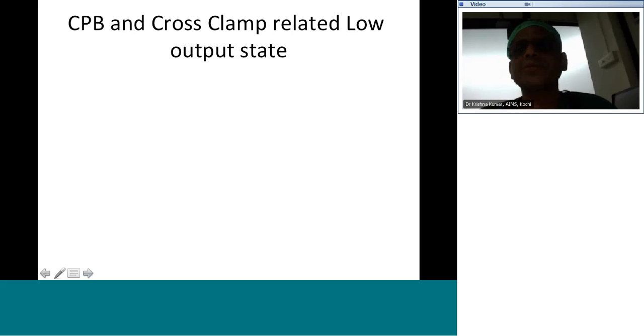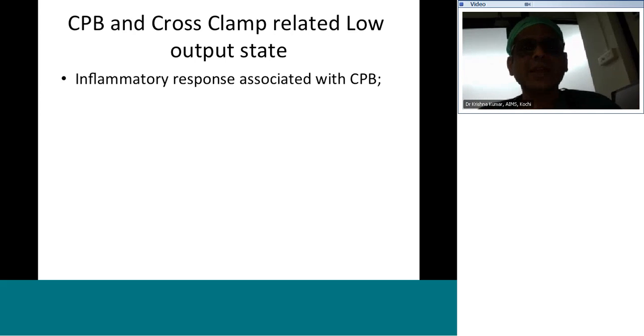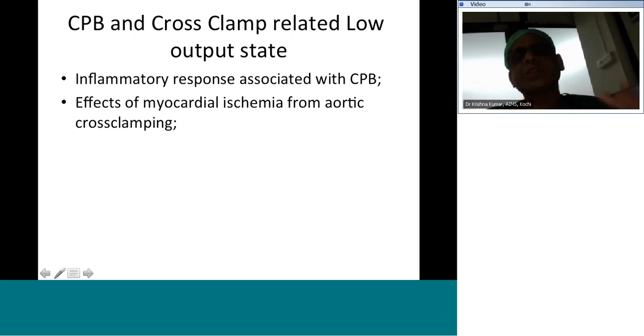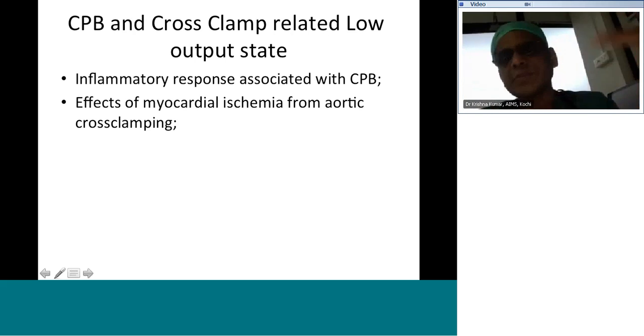So the CPB and cross clamp related low output state has a basis, and you need to state the basis very clearly. What is the basis of CPB and cross clamp related low output state? So one is the inflammatory response associated, which is what they call systemic inflammatory response or SIRS, and then effect of myocardial ischemia from aortic cross clamping. So when you cross clamp the aorta, you have the possibility of the myocardium getting ischemic, even if you administer cardioplegia correctly.